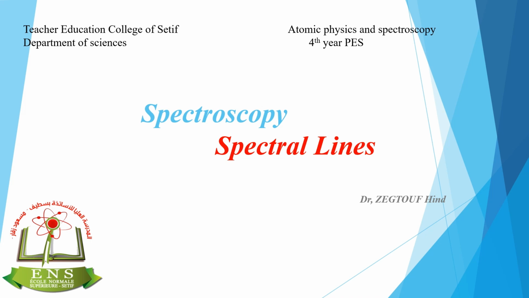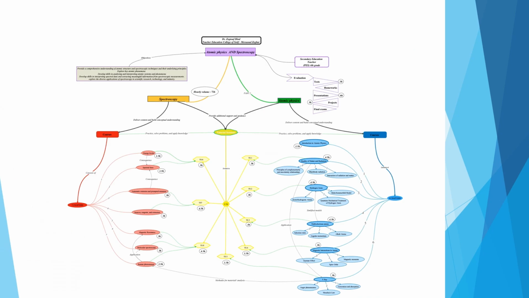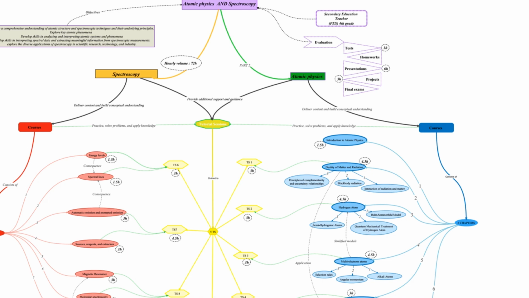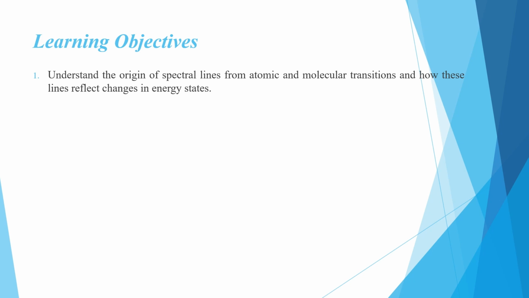This video will explain the different phenomena and principles related to spectral lines as part of the course Atomic Physics and Spectroscopy. As you can see in this mind map, spectral line is the second chapter of the second part of this course. Concerning learning objectives, our main objectives are to understand the origin of spectral lines from atomic and molecular transitions and how these lines reflect changes in energy states.